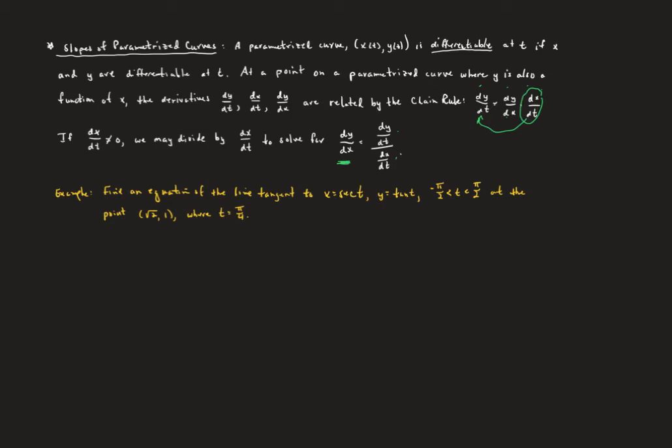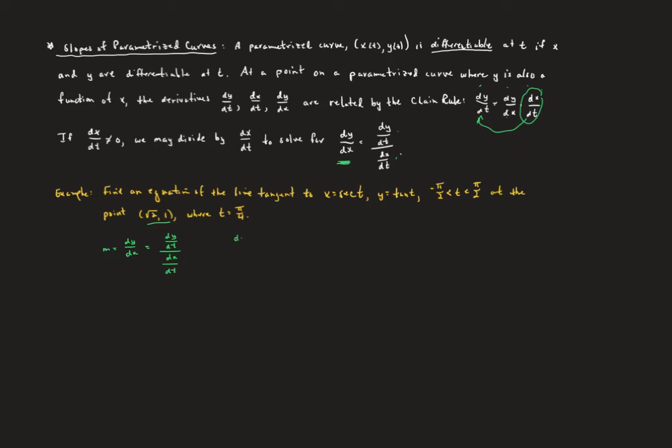So here's our example. We've got our parametric equations given by x equals secant of t and y equals tangent of t. And we're given a point, square root of 2 comma 1, and that point occurs where t is equal to pi over 4. We want the equation of the tangent line. Since we already have the point, what's left to find is the slope, and the slope is going to be given by dy/dx, as it has before in rectangular form. So to find dy/dx, we want to take dy/dt over dx/dt.